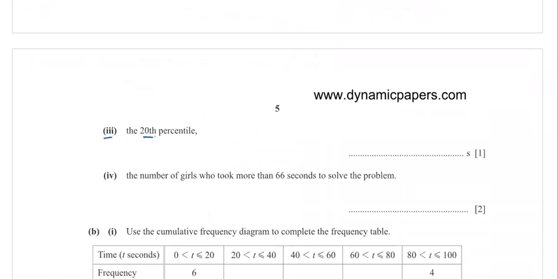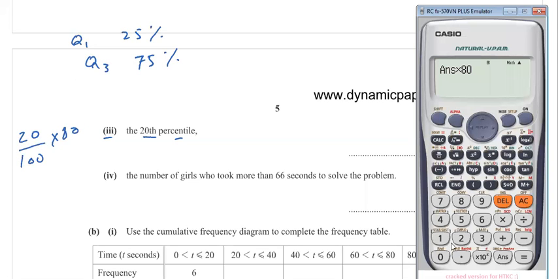Then part 3 is the 20th percentile. Q1 is always the 25th percentile, and Q3 is 75% of the total data. The 20th percentile means 20% of the total. So we take 20% of the last cumulative frequency, which is 20 over 100 times 80. Calculating it, 20 divided by 100 times 80 is 16.